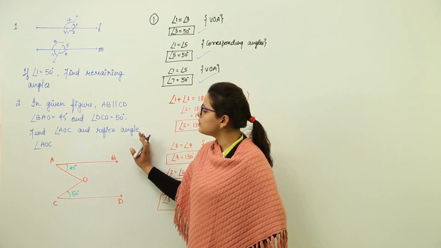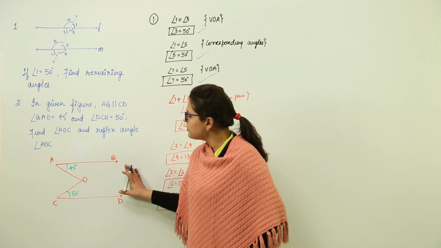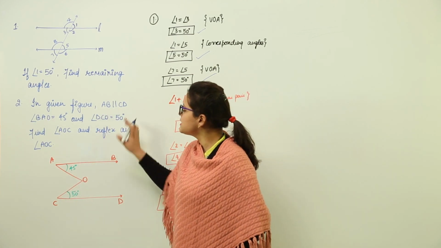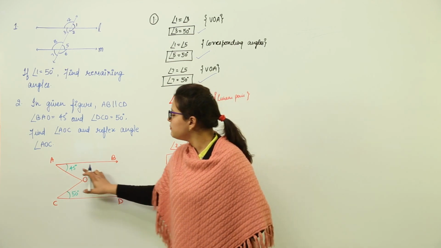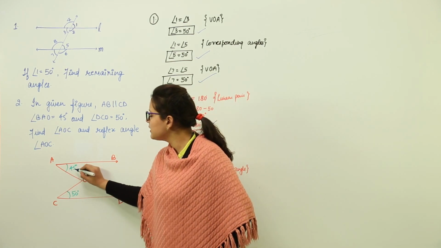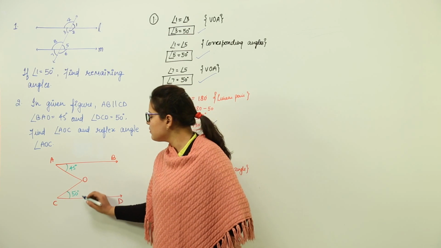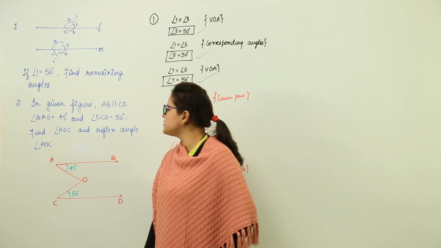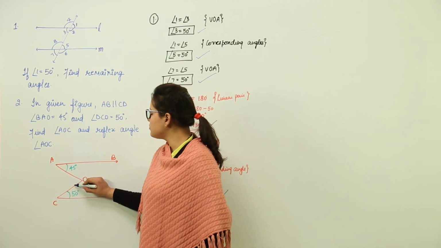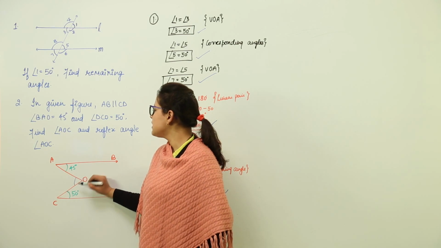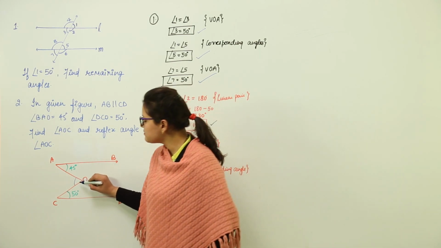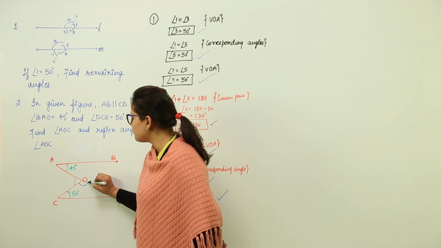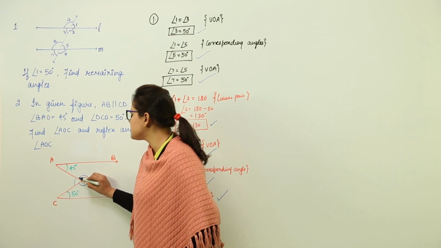Next we have question number 2 for this given figure, where AB is given parallel to CD, and angle BAO is given as 45, angle DCO is given as 50. We have to find angle AOC and reflex angle AOC. Reflex means, as I discussed, they are always greater than 180 and less than 360.